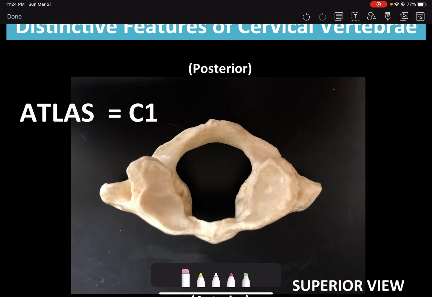And we always start from the top. So the very superior most cervical vertebra is going to be C1. And then below that is C2, and below that is C3, and then below that is C4. All right, C5, C6, C7, stop. That's all of our cervical vertebrae.